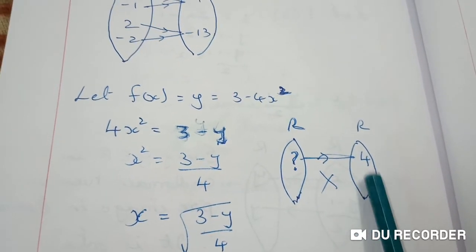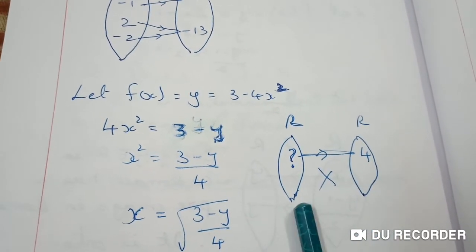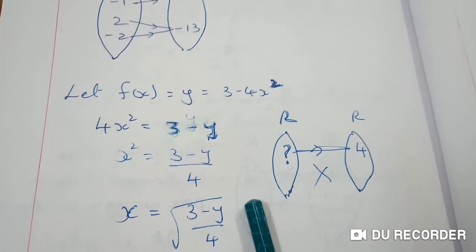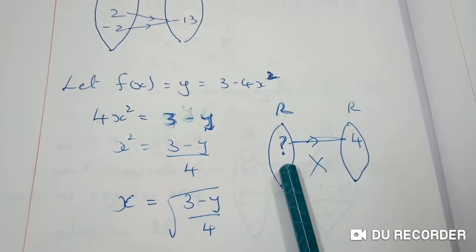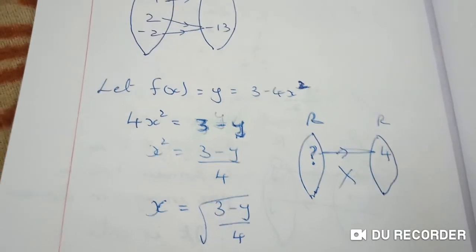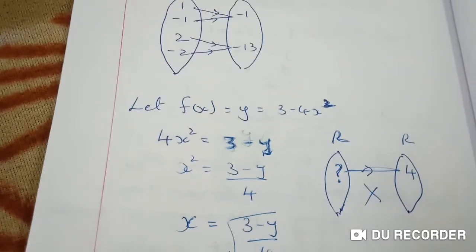All the elements in your codomain must have a pre-image in your domain to show it is an onto function. So even for the number 4, there is no pre-image here, so it is not an onto. You can conclude here. I hope you have understood question number 7.